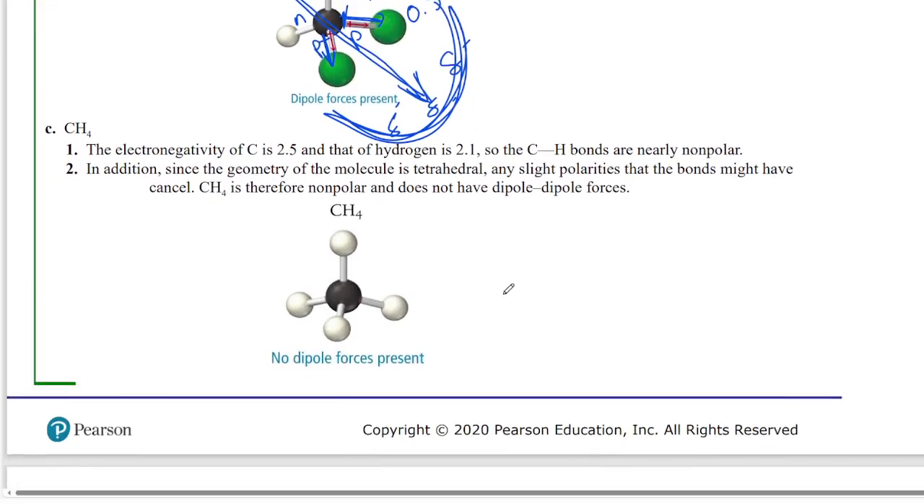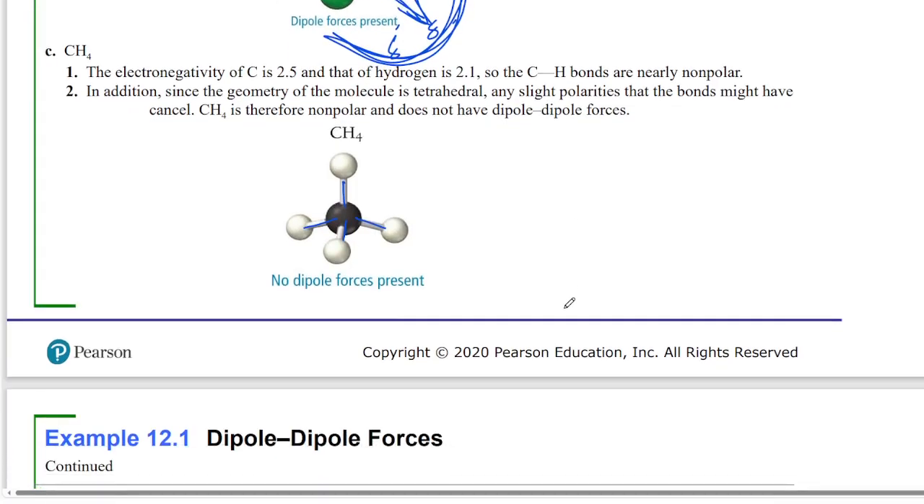For CH4, all of the bonds are carbon-hydrogen bonds, and therefore the electronegativity difference is just 0.4 because we have 2.5 minus 2.1. Therefore, there's not enough difference in bond polarity to create a polar bond, and therefore the molecule is not polar.